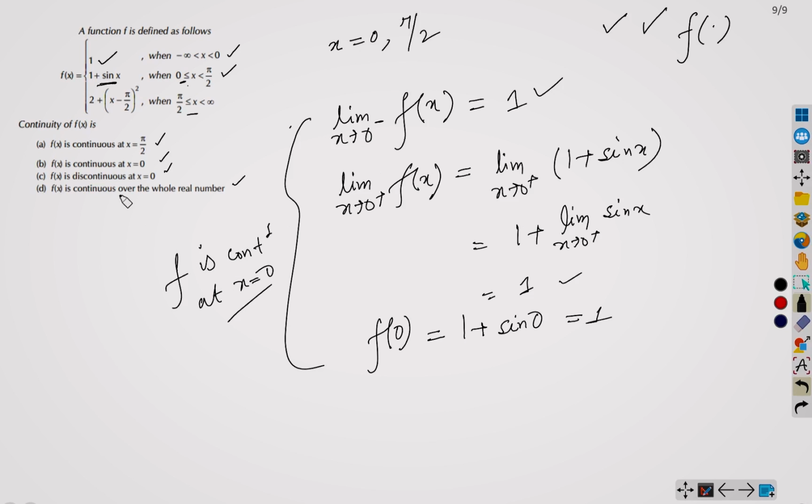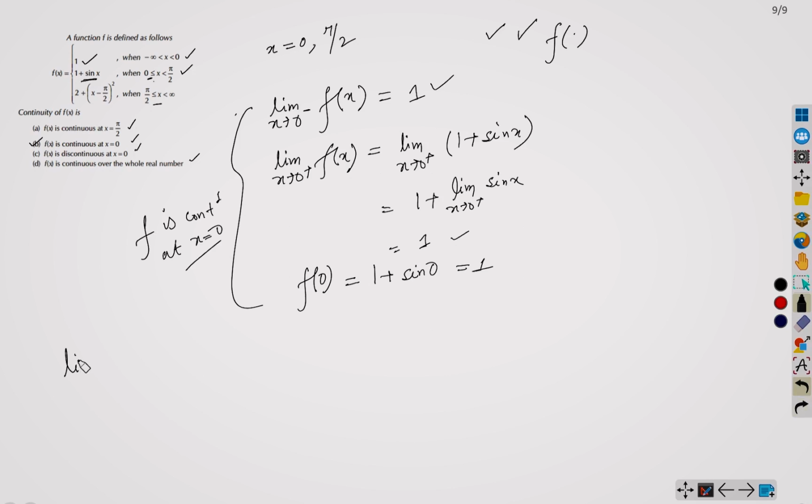Done. So f(x) is continuous, B is true. Let's check another one. We have the limit as x tends to pi by 2 minus of f(x). Here x is less than pi by 2, and we have the value of f(x) as 1 plus sin x.